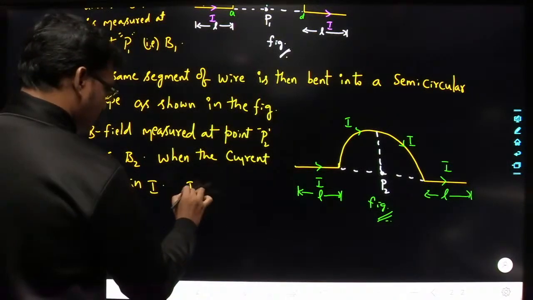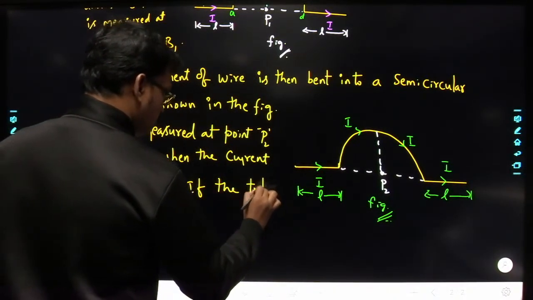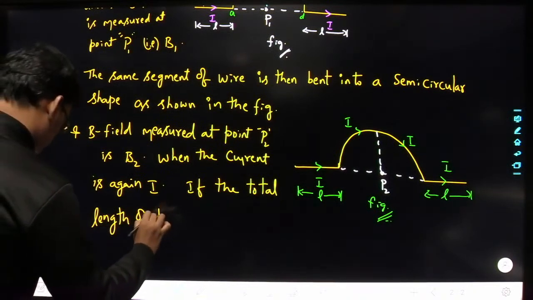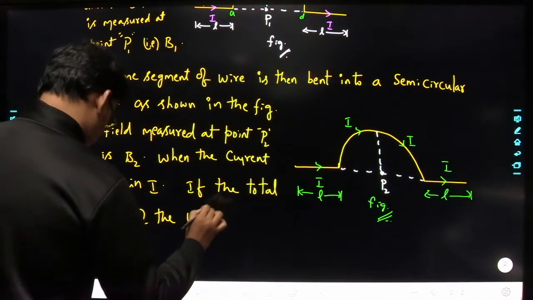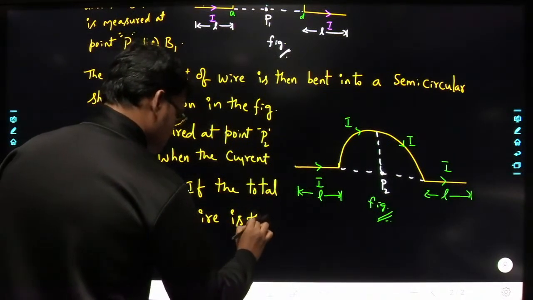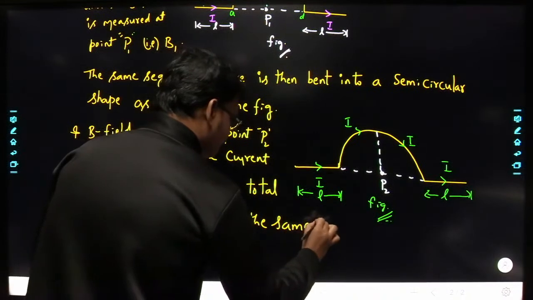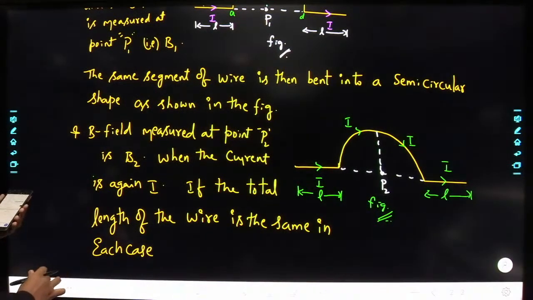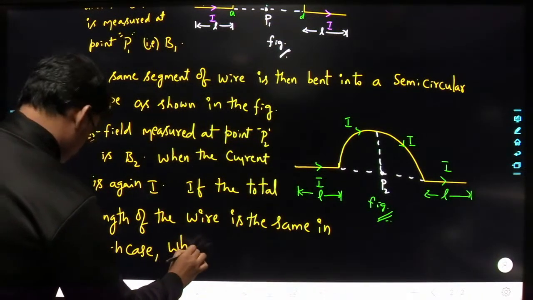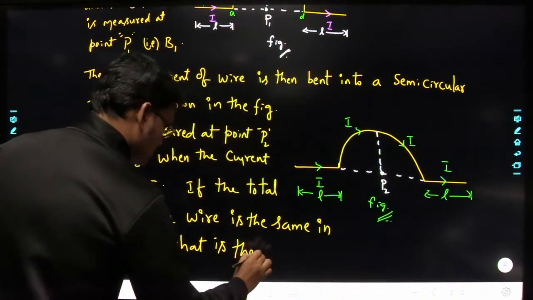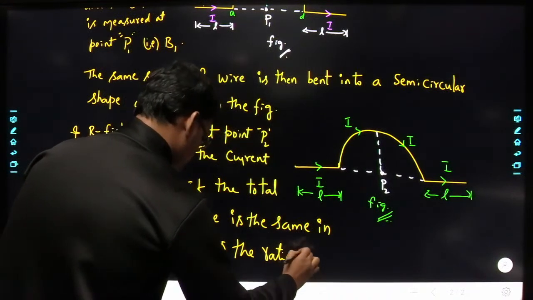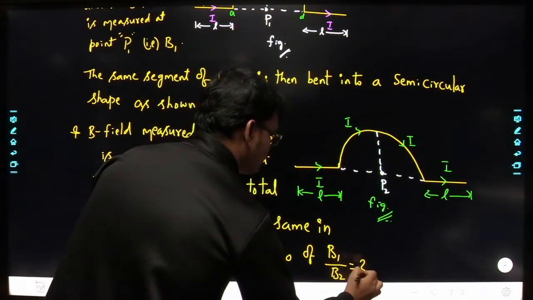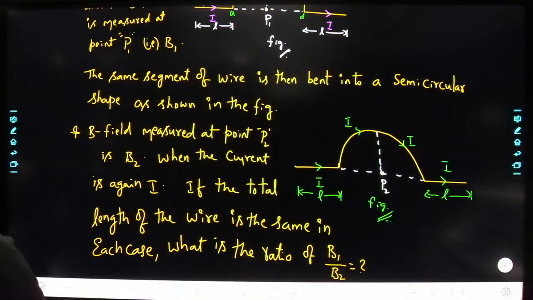If the total length of the wire is the same in each case, then what is the ratio of B1 by B2? That is what they are asking here.